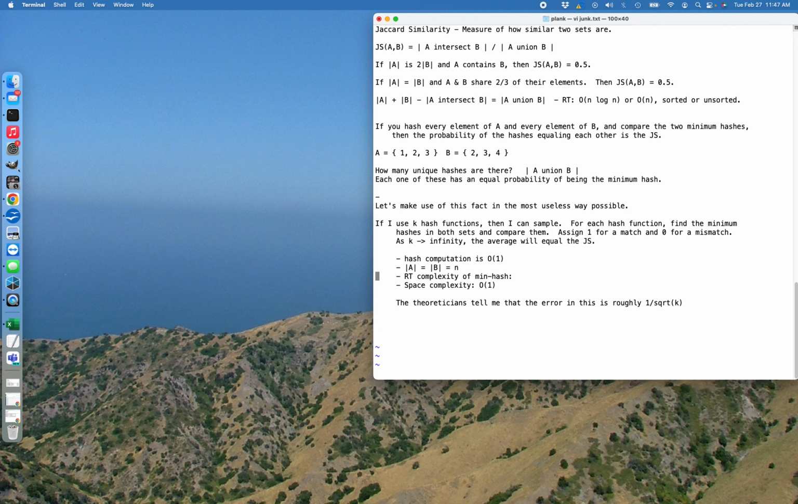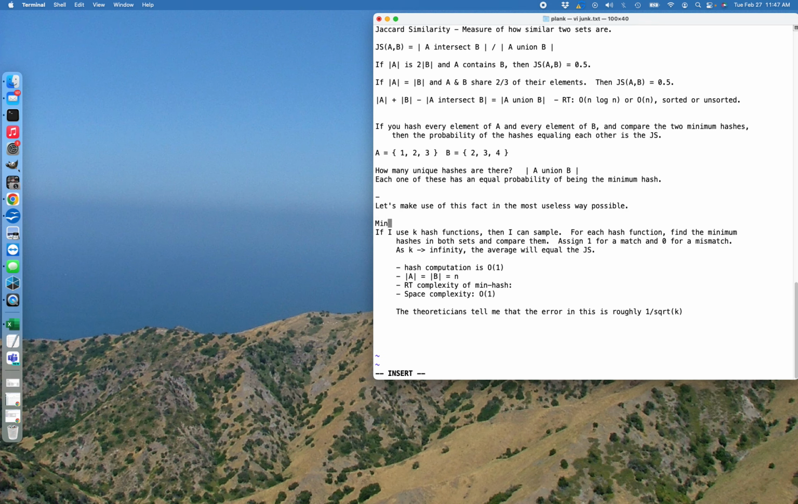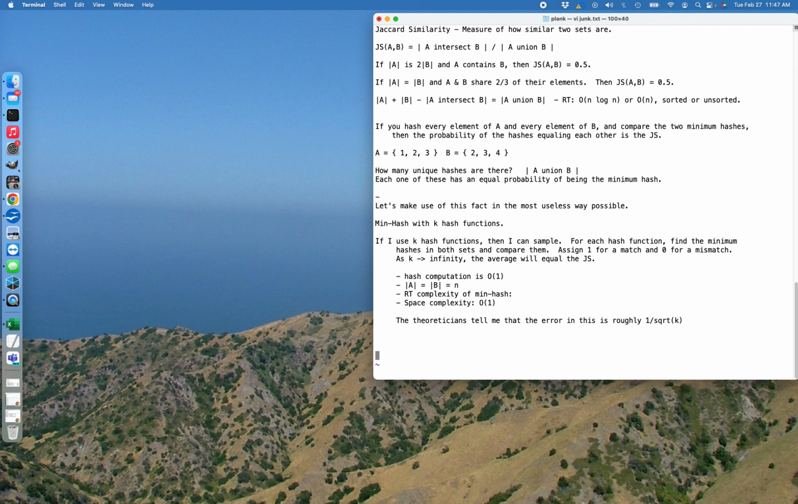This is called min hash with k hashes. And as always, yeah, Prana. What exactly is the min hash? Like, what is it looking for? So it's a bizarre thing. You take all your values and you hash them.